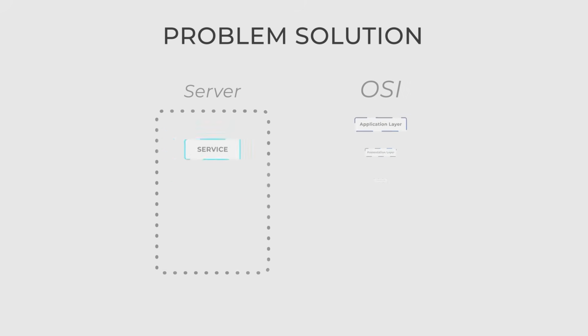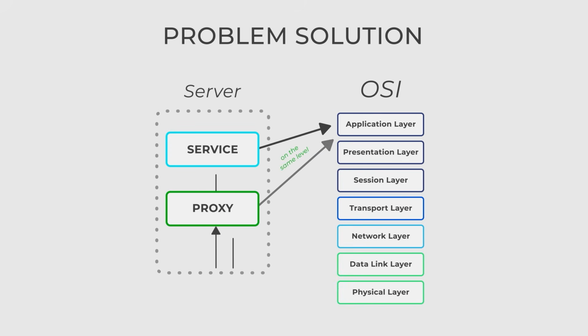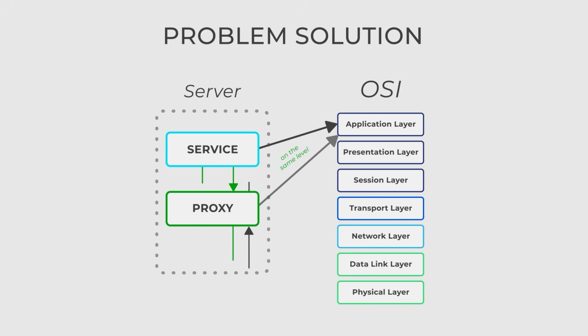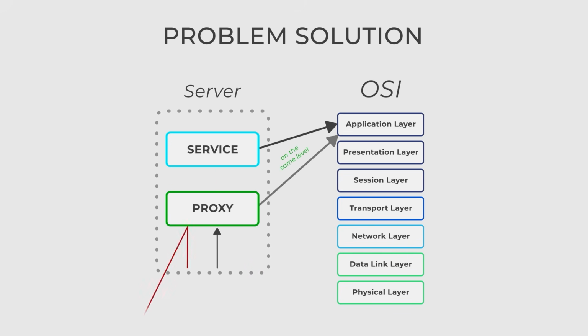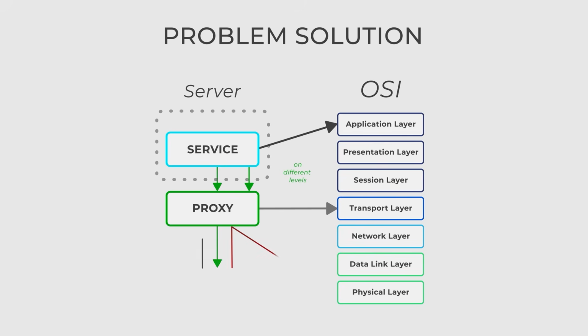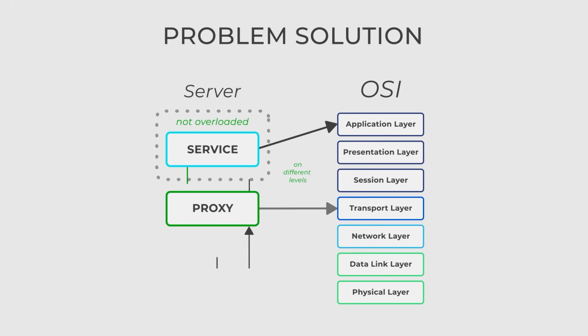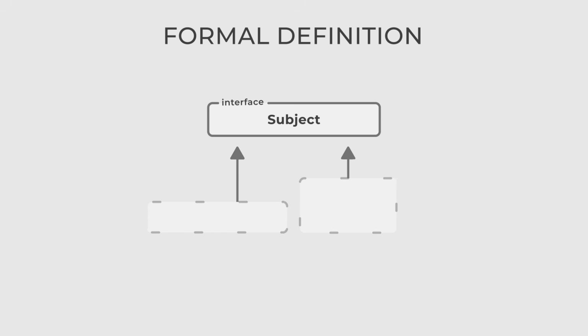In practice, you don't need to create a unique rate limiting proxy for each specific class. There is a general solution that can also be in a different network layer, so your server will not be overloaded due to requests that should be rejected immediately. There are three actors in this design pattern. The first, subject, is a generic interface that defines both methods, the real subject and the proxy implement.